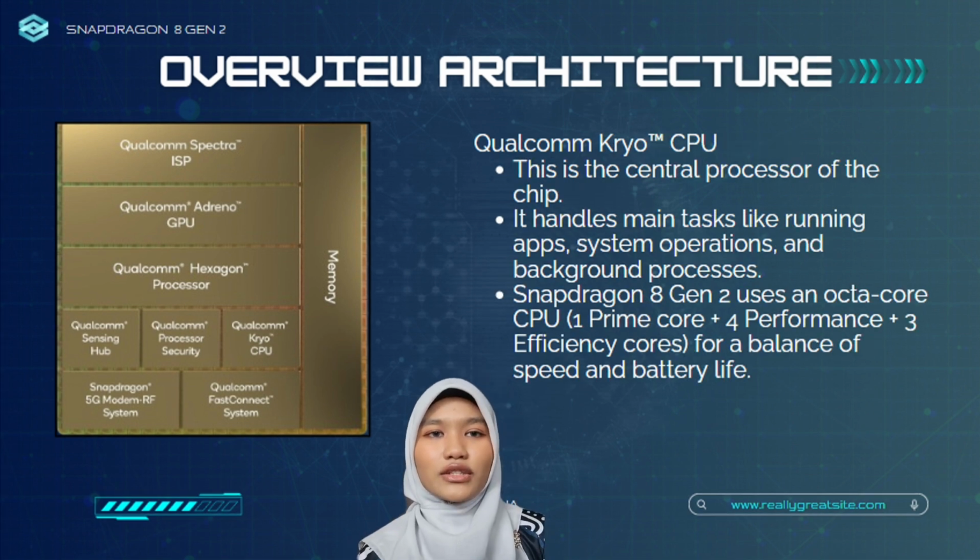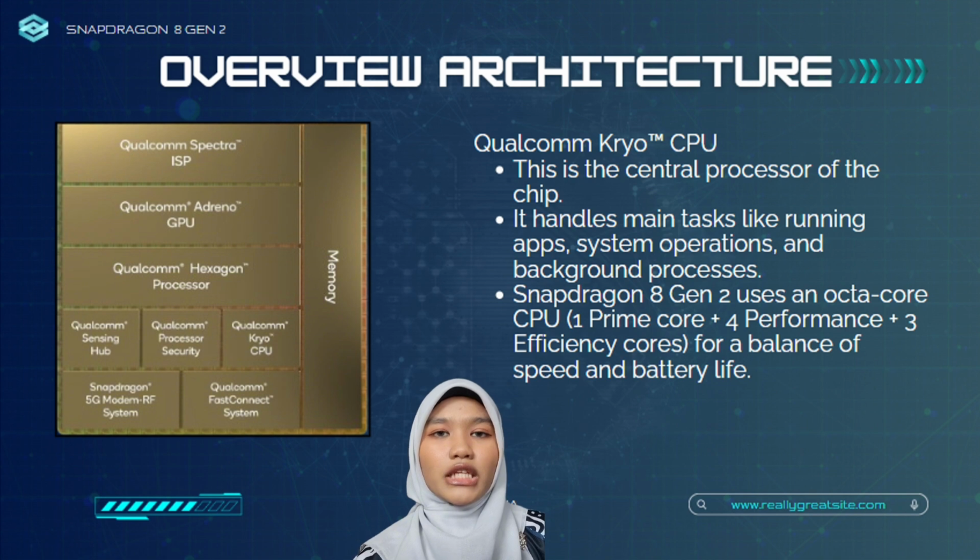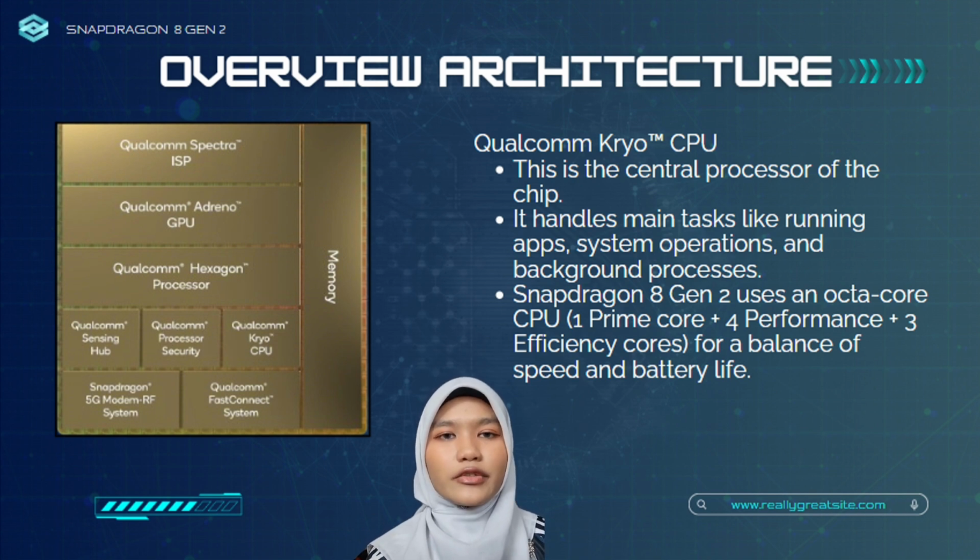And next is the Cairo CPU. Cairo CPU is like the brain of the system on chip. It manages all the main tasks such as opening apps, running the system, and background processes. In Snapdragon 8, the CPU uses a mix of performance cores and efficiency cores. This design helps deliver fast performance when you need it and saves power when you don't.